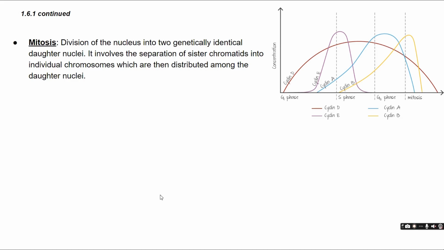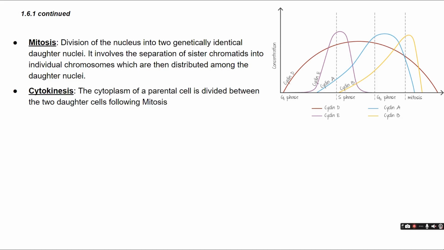Then we have mitosis, which is the second part. It's the division of the nucleus into two genetically identical daughter nuclei, and it involves separation of sister chromatids into individual chromosomes, which are then distributed among the daughter nuclei. And finally, cytokinesis is when the cytoplasm of a parental cell is divided between the two daughter cells following mitosis.